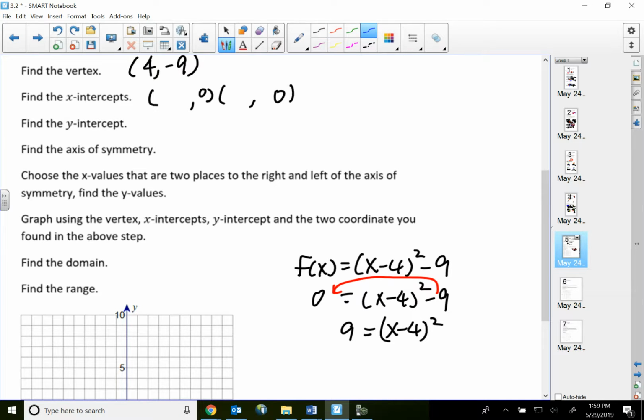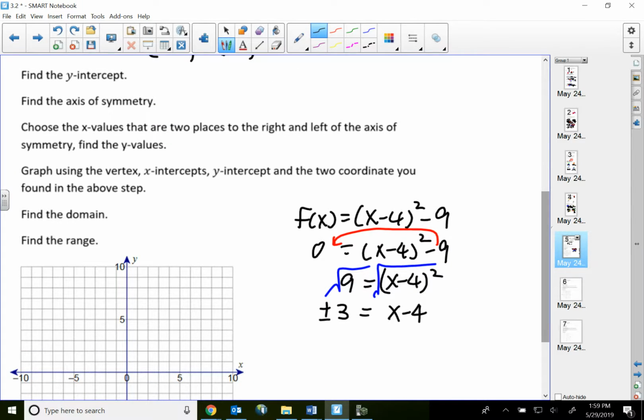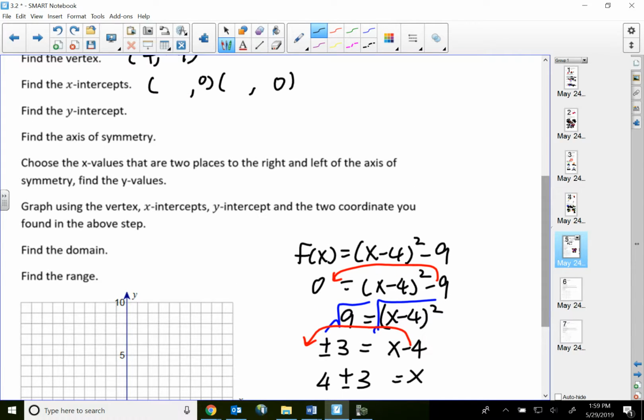To get rid of the square, I will take the square root on both sides. Whenever I take a square root on both sides, my answer is always going to be positive and negative 3. To get x by itself, let's move the -4 to the other side. So x is equal to 4 plus 3 and 4 minus 3. 4 plus 3 is 7, and 4 minus 3 is 1. So I have 2 x-intercepts.